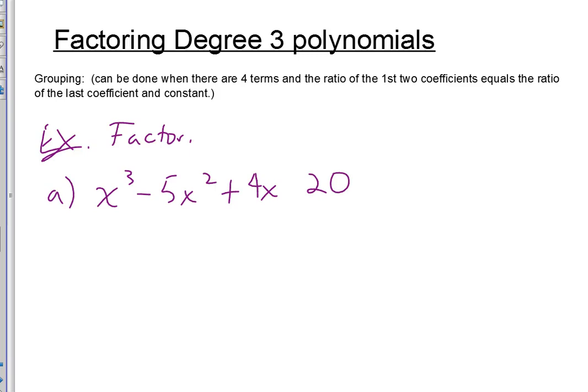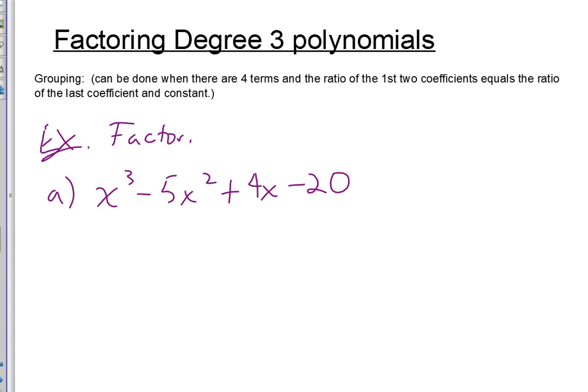Today we're going to look at some factoring of degree 3 polynomials and maybe some degree 4, 5, and 6. All right, the first type of factoring is something called grouping. And you can do factoring by grouping when you see these conditions.